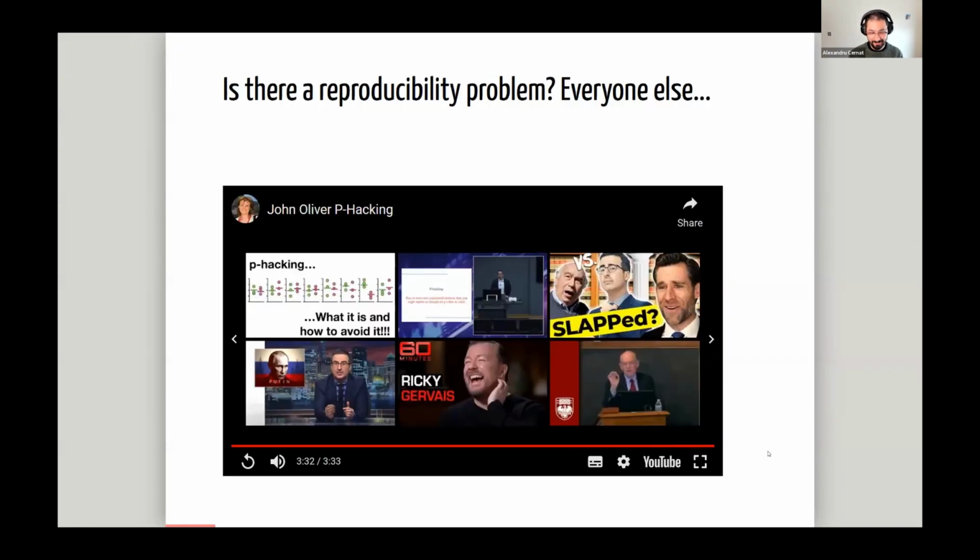Okay, so hopefully that drives home the point about the fact that what we're doing as scientists is very important for how the public sees science and for the future of our endeavor.